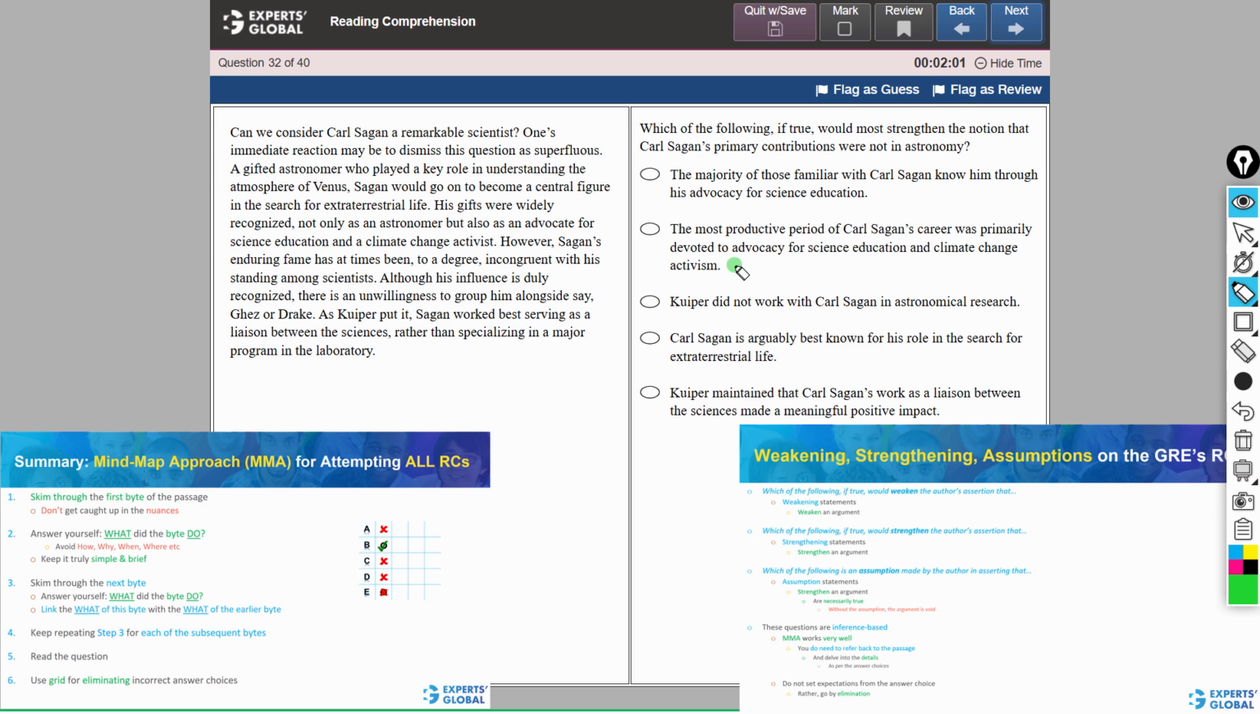Answer choice B, by suggesting that the most productive period, that means the period in which he made maximum contributions, was primarily devoted to something else, strengthens the notion that our scientist's primary contributions were not in astronomy but in something else. B is the correct answer choice, and this is a difficult question. If you got this correct and through a complete and coherent reasoning, good job.